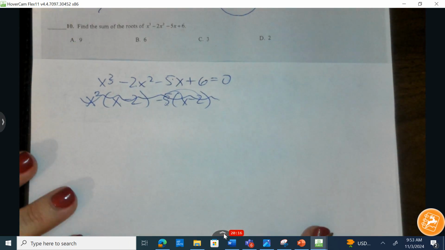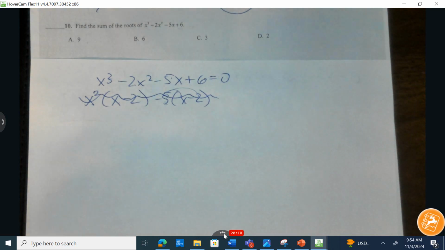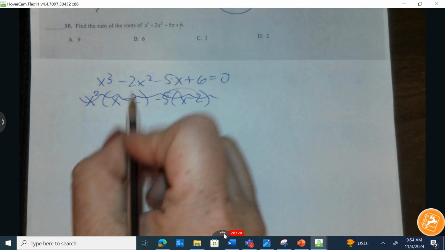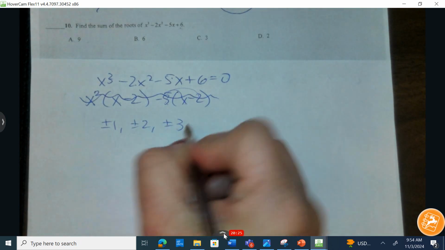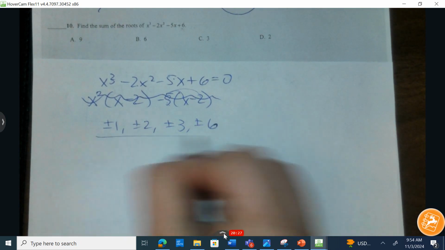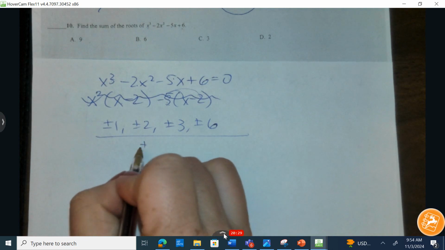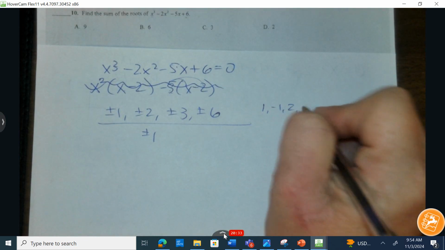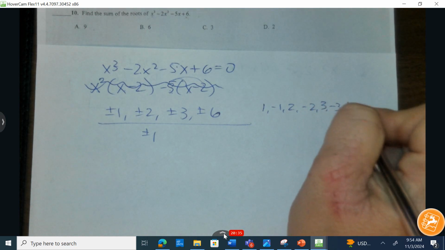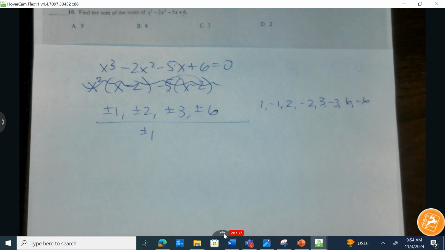So what am I going to do? I'm going to go back where we're going to list the possible rational roots. So what goes into 6? Plus or minus 1, 2, 3, and 6. And what are the factors of 1? Only 1. Well, this would be pretty simple. So I'm going to test 1 and negative 1, 2, negative 2, 3, negative 3, and 6, and negative 6. Let's find out what works.